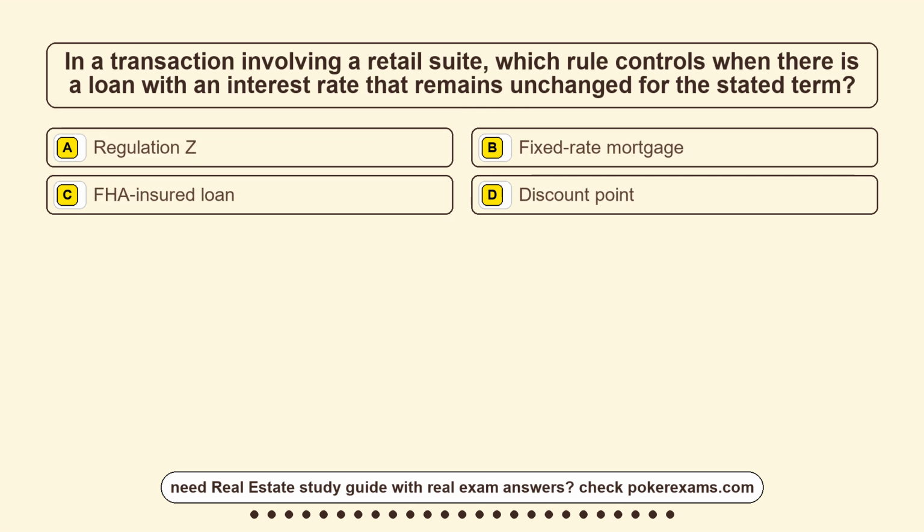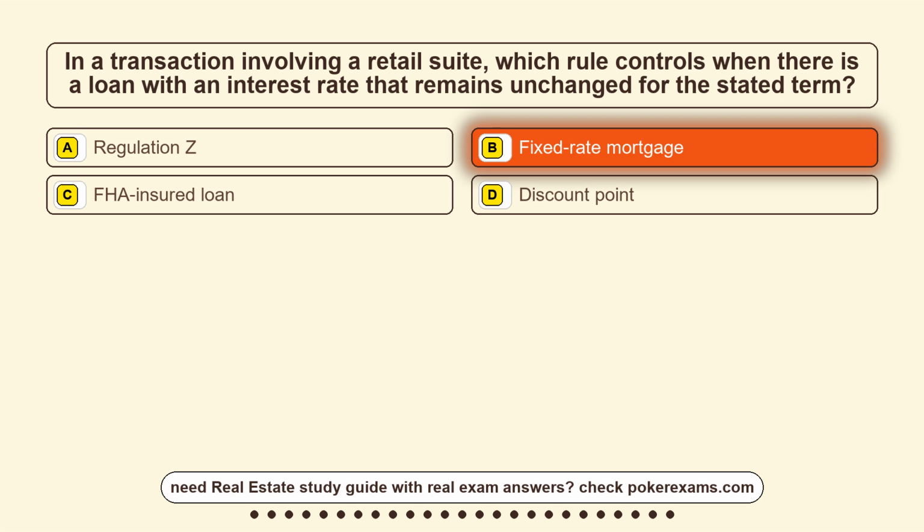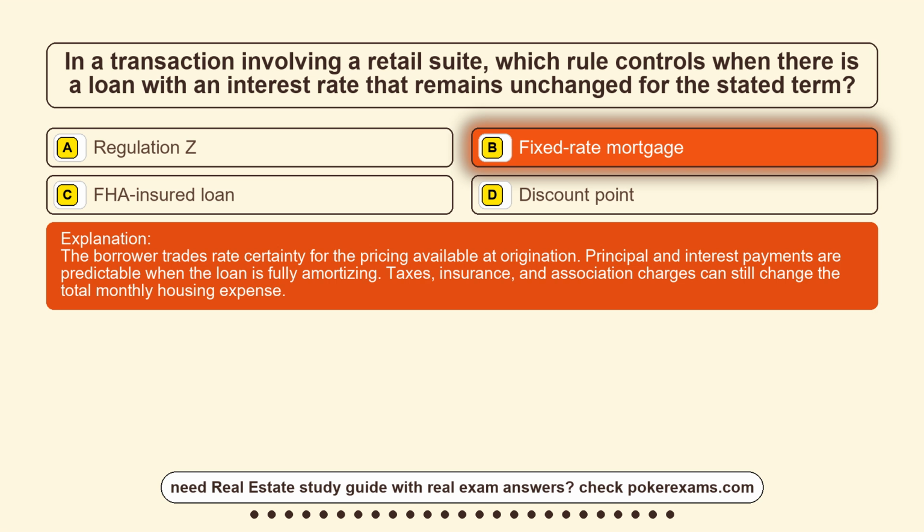Question 24. In a transaction involving a retail suite, which rule controls when there is a loan with an interest rate that remains unchanged for the stated term? Option A, Regulation Z. Option B, fixed-rate mortgage. Option C, FHA-insured loan. Option D, discount point. The correct answer is option B, fixed-rate mortgage. The borrower trades rate certainty for the pricing available at origination. Principal and interest payments are predictable when the loan is fully amortizing. Taxes, insurance, and association charges can still change the total monthly housing expense.